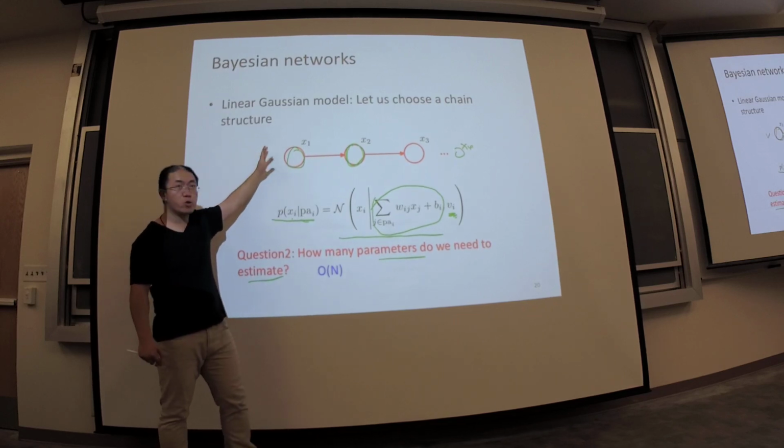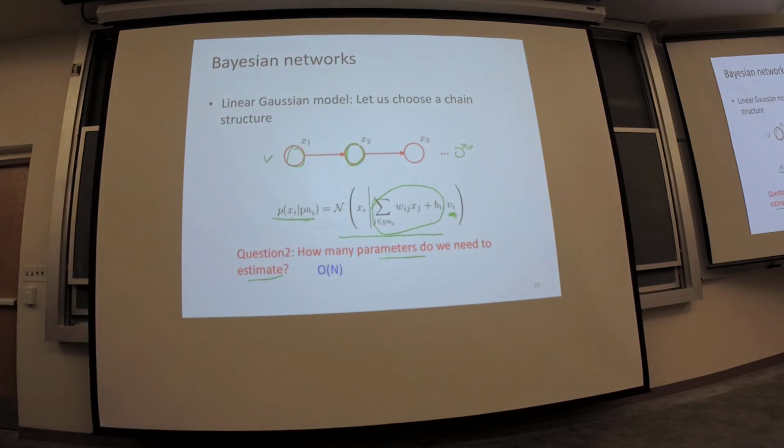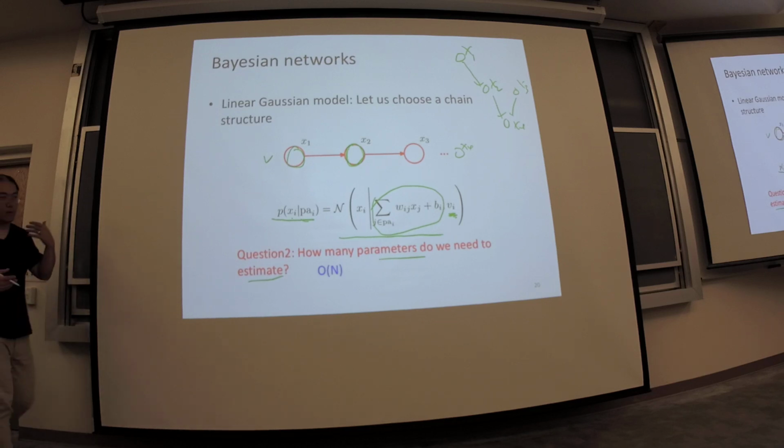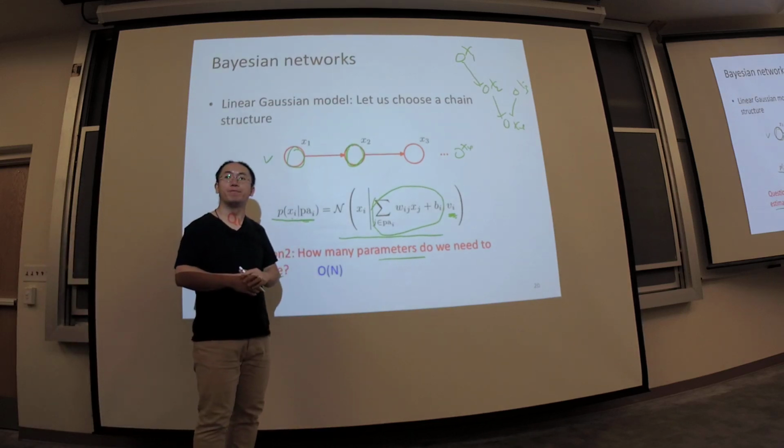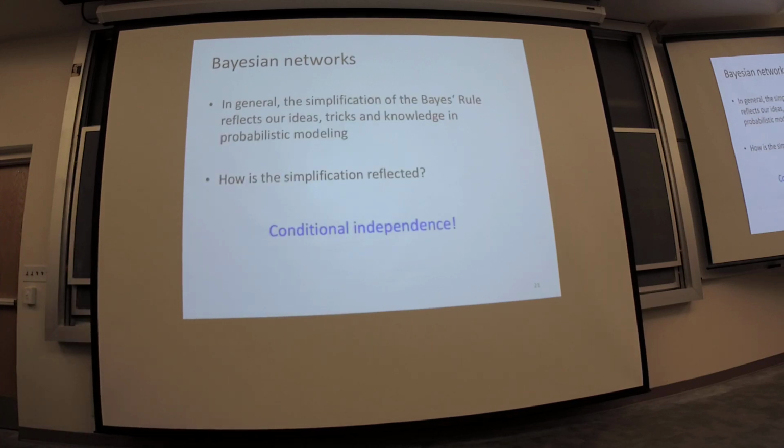For example, I can choose another structure. It's not necessary for me to choose a chain structure. I can choose a tree structure, something like this one: x1, x2, and then x3, and x4, and continue. So you can choose whatever structure you want, but it must reflect your belief and your choice of model. In general, simplification of the Bayes rule, or in other words, simplification of the fully connected Bayesian network, reflects our ideas, tricks, and knowledge in probabilistic modeling.